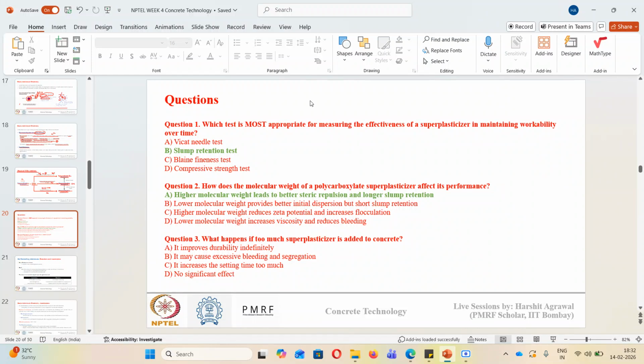Question number three: what happens if we add too much super plasticizer to concrete? So suppose I needed 1% super plasticizer for getting a workability of 150 mm. Now what will happen if I add 2% instead of 1%?